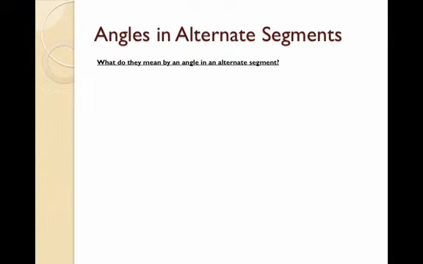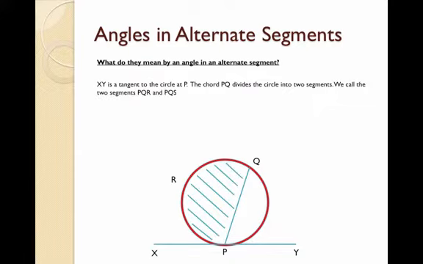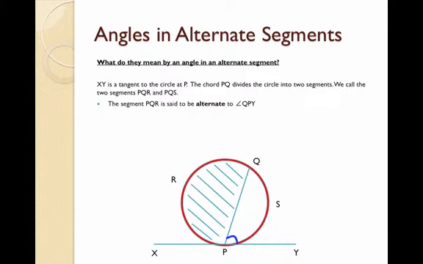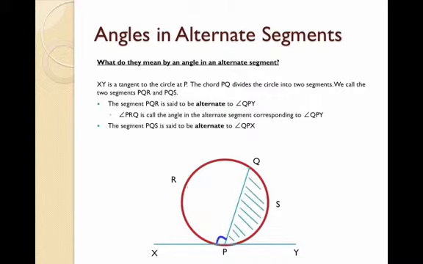So what does it mean to be an angle in an alternate segment? Let's say we have a tangent XY which touches a circle at P, and the chord PQ divides the circle into two segments. We call these two segments PQR and PQS. The segment PQR is said to be alternate to the angle QPY. An angle PRQ is the angle in the alternate segment corresponding to the angle QPY.